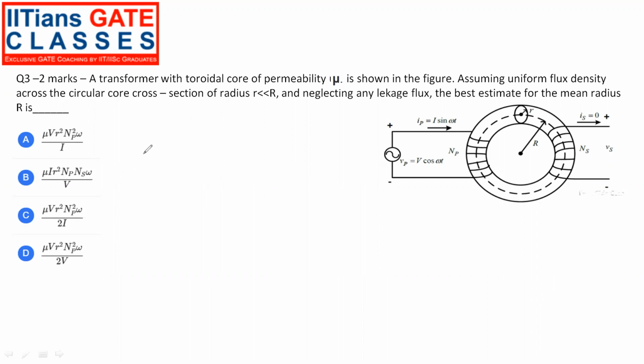So guys, let's see the solution. Let phi m be the maximum flux flowing through the core, and we know that V is equal to N d phi by dt, right guys? So phi is proportional to current, so phi is a function of sine omega t. If you substitute and solve, they want the maximum flux, so you have to substitute the value of omega t such that the flux is maximum. If you solve this, we'll get Np, that is the primary winding, into phi m, the max flux, into omega.